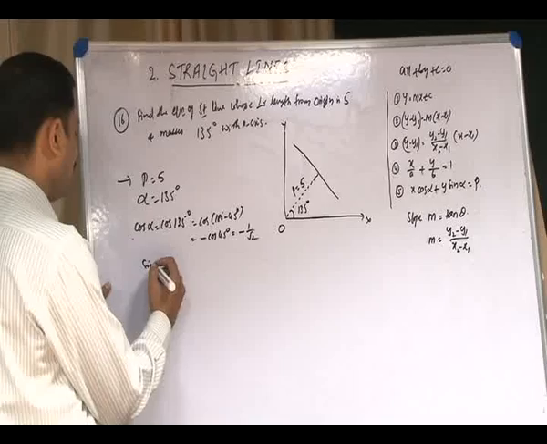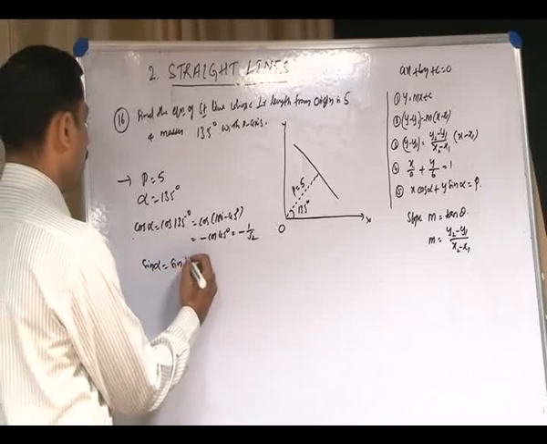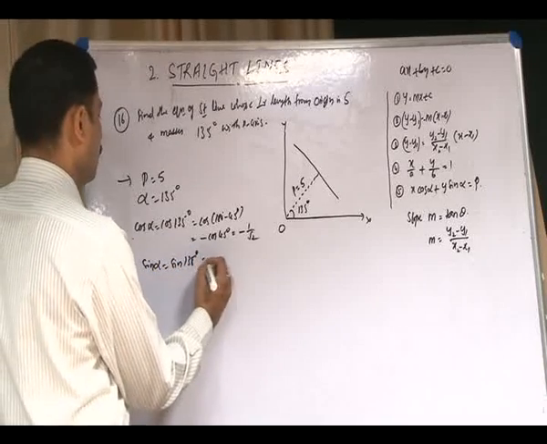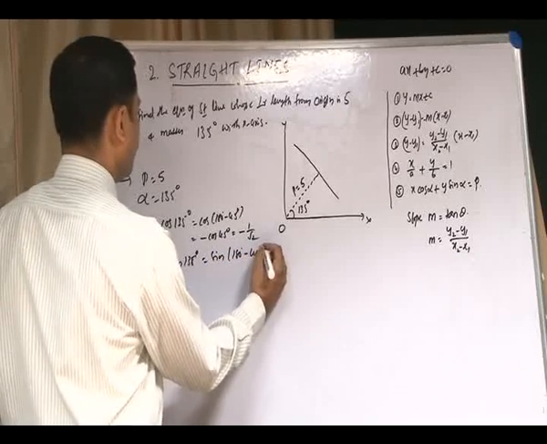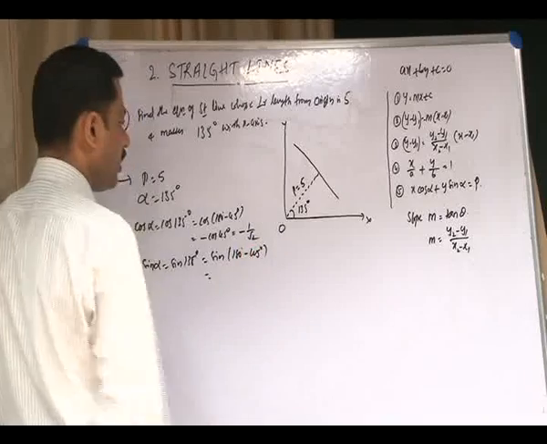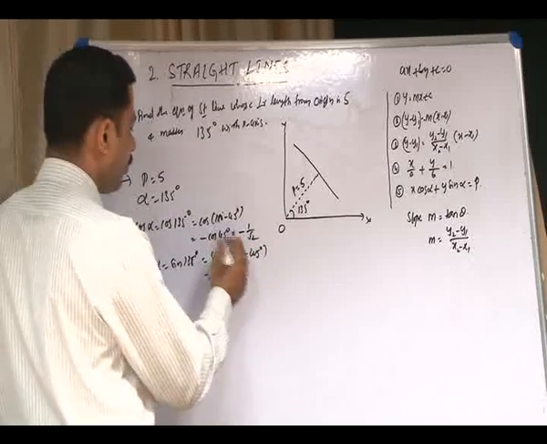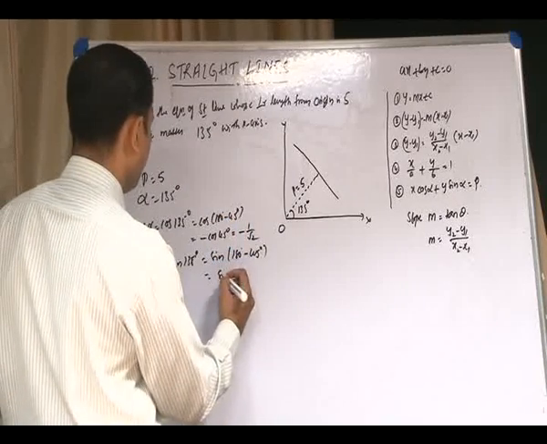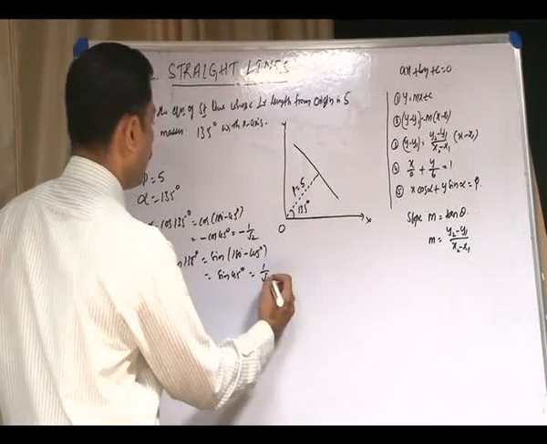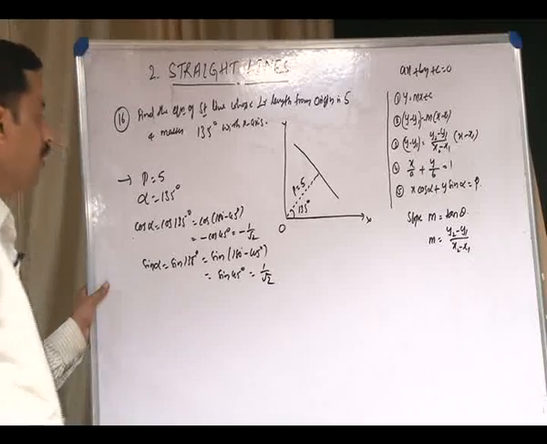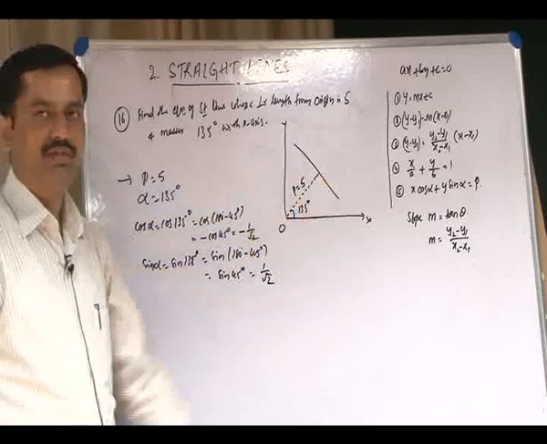Similarly, sin alpha is equal to sin 135 degrees. That is equal to sin of 180 minus 45. So, 180 minus theta is in the second quadrant, where sin is positive according to the ASTC rule, we get sin 45 only, and sin 45 value is 1 by root 2. So, just substitute these values in the formula.